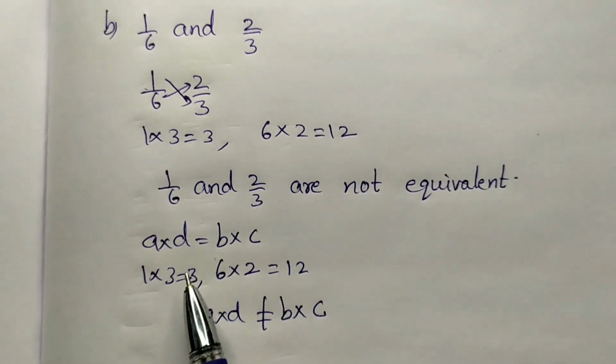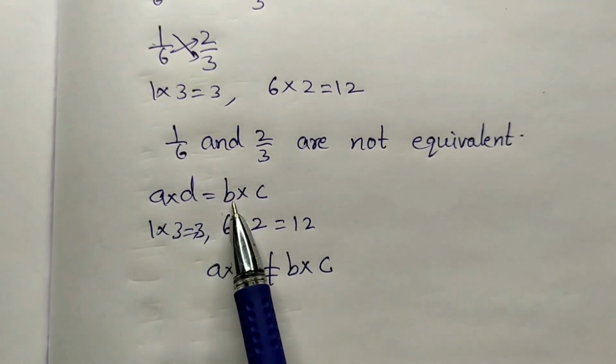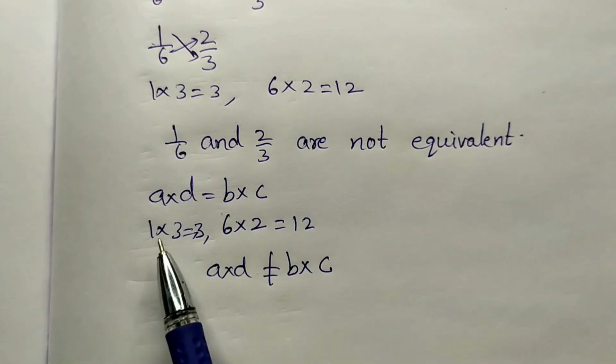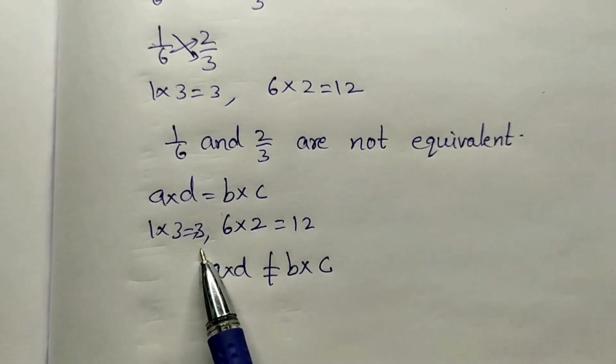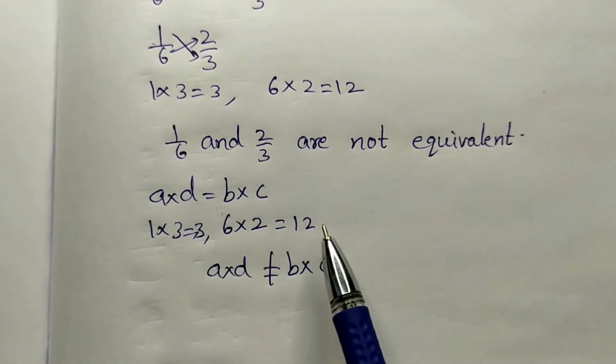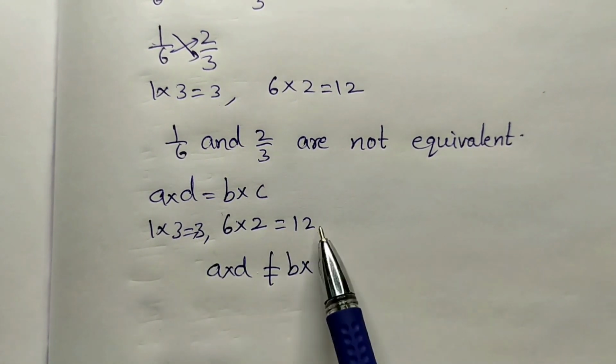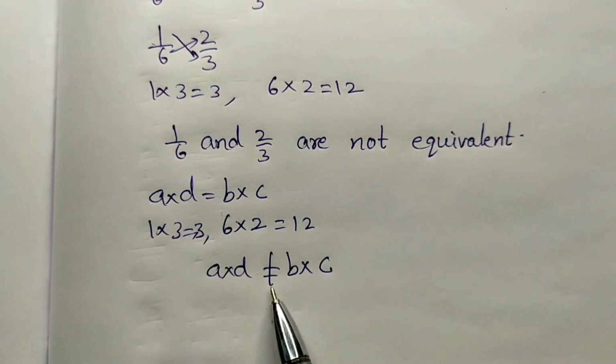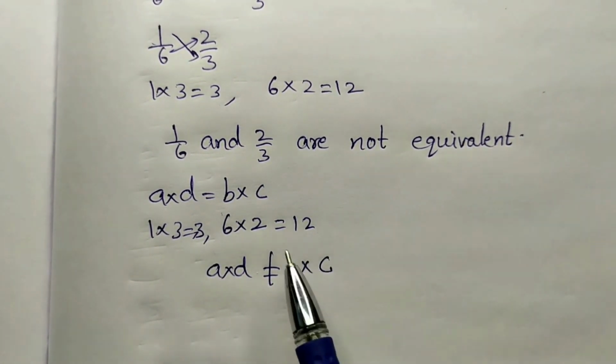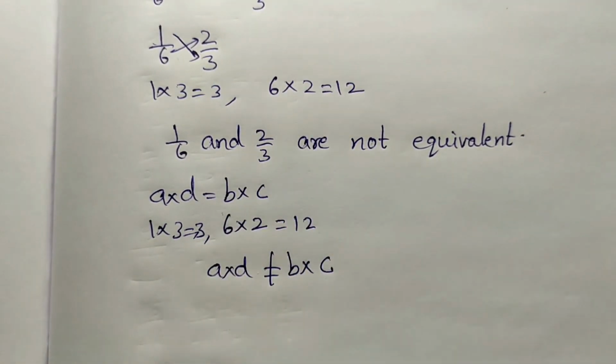Or we can do directly A into D is equal to B into C. So 1 into 3 is equal to 3 and 6 into 2 is equal to 12. So 3 is not equal to 12. A into D is not equal to B into C. So 1 by 6 and 2 by 3 are not equivalent fractions.